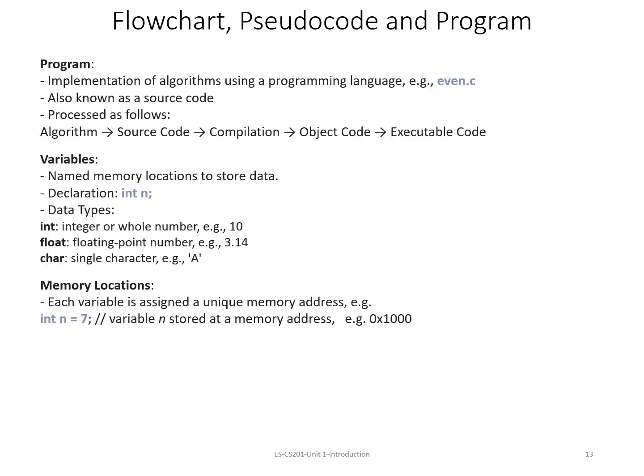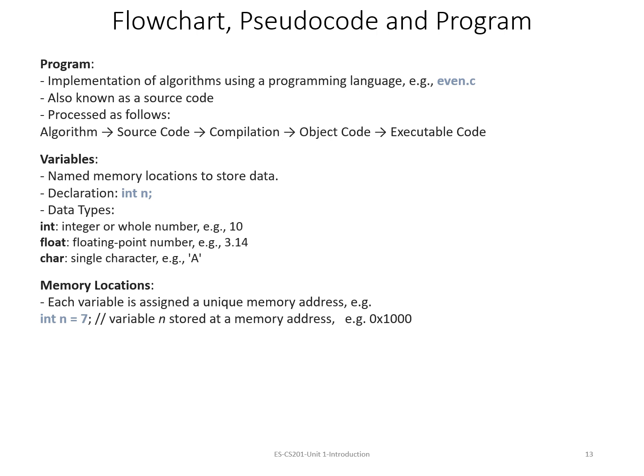What is a program? It is an implementation of an algorithm using a programming language, e.g., even.c. A program is also known as source code. Processed as follows: algorithm, source code, compilation, object code, executable code, program.